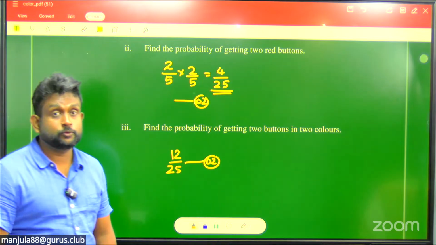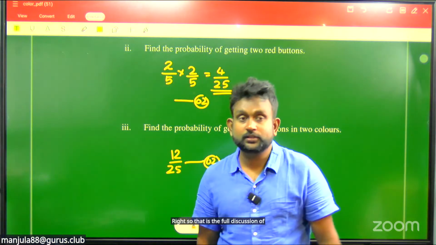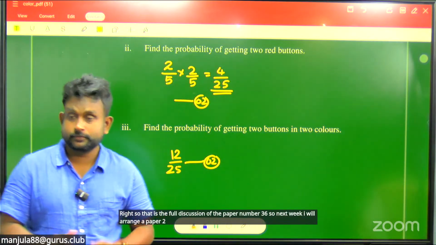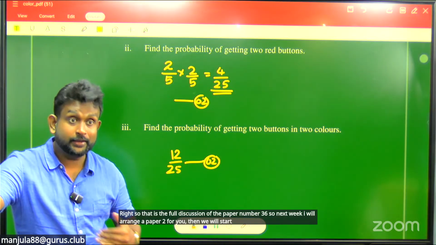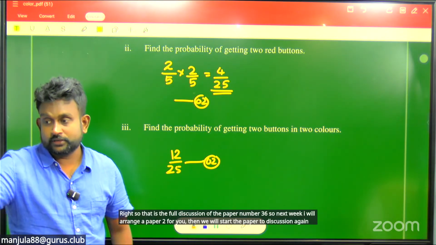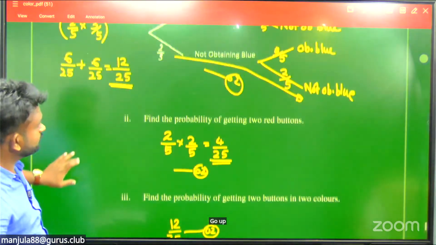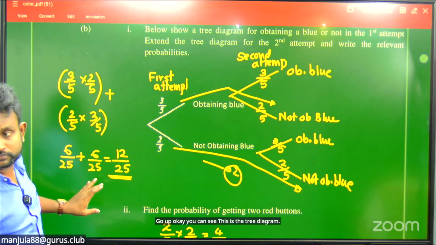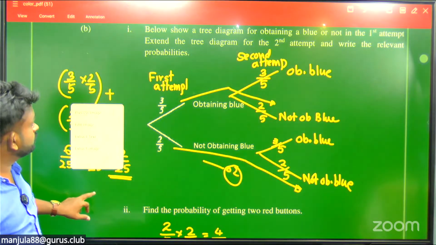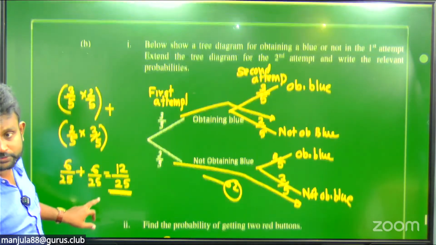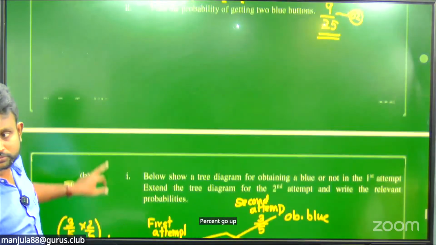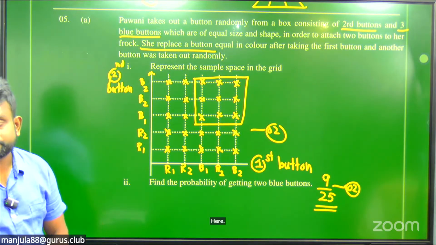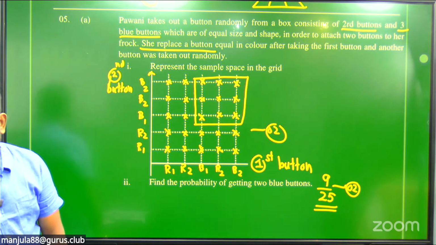Right, so that is the full discussion of paper number 36. Next week I will arrange paper 2 for you, then we will start the paper 2 discussion. Okay, go up. You can see this is the tree diagram. Sufficient. Go up. Here. Okay, very good. Sanuki, 90 marks.